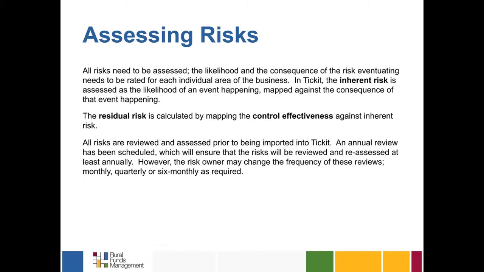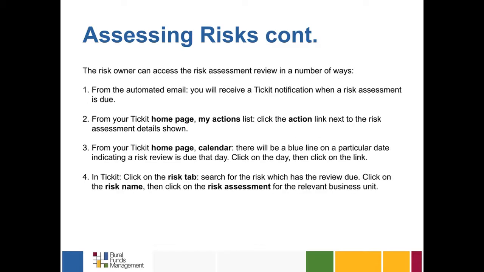See below. The risk owner can access the risk assessment review in a number of ways. From the automated email, you will receive a Tickit notification when a risk assessment is due. From your Tickit homepage, My Actions list, click the action link next to the risk assessment details shown. From your Tickit homepage calendar, there will be a blue line on a particular date indicating a risk review is due that day. Click on the day, then click on the link. In Tickit, click on the Risk tab and search for the risk which has the review due. Click on the risk name, then click on the risk assessment for the relevant business unit.